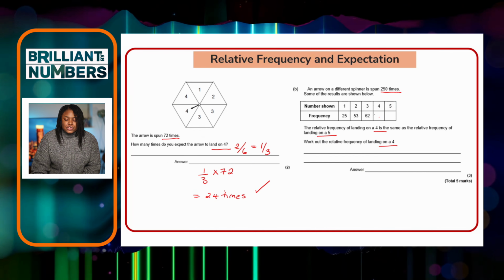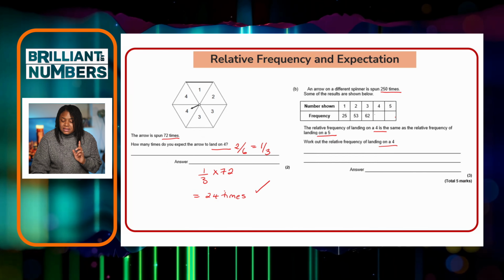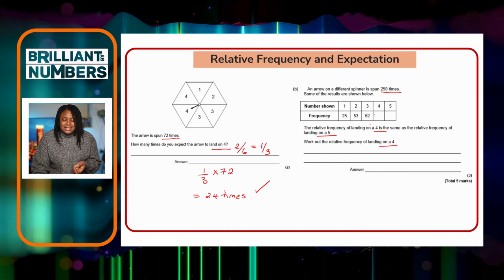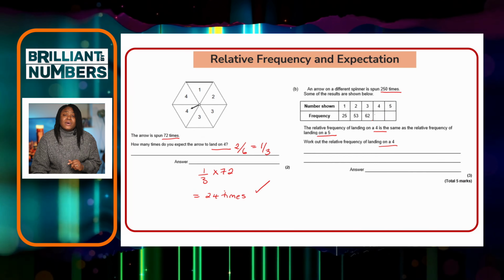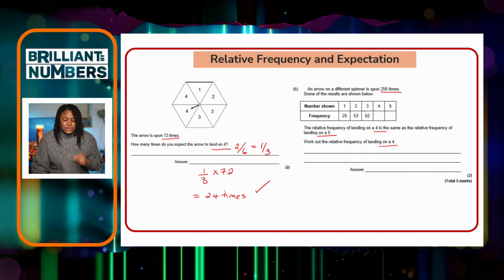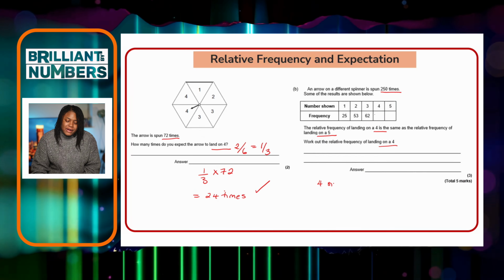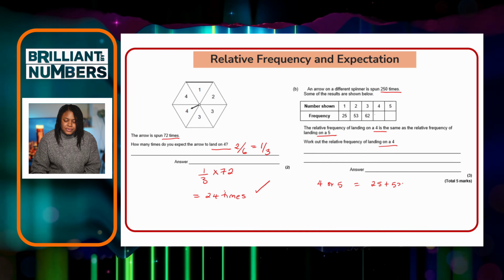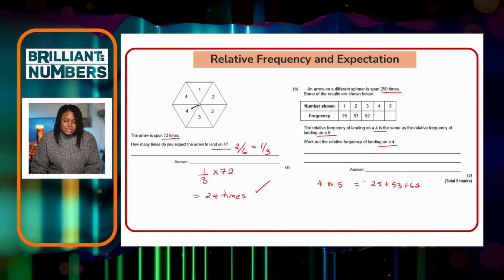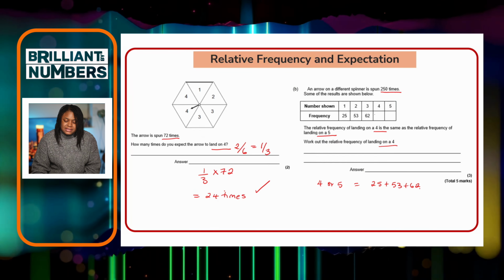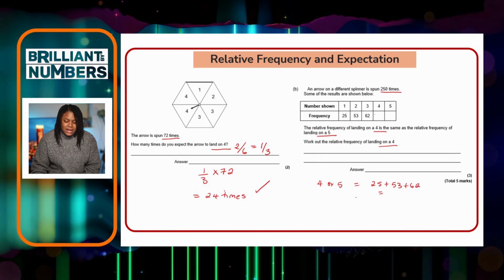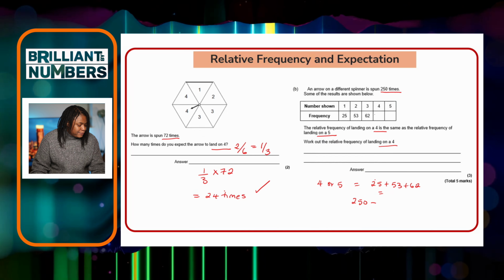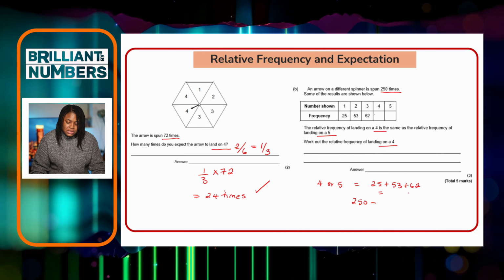But I know that the frequencies for 4 and 5 should be the same. So what I've got to do is add all the other frequencies together, then subtract that from the total, but I will then have to divide this in half to get 1. So to calculate a 4 or a 5, that's going to be equal to 25 plus 53 plus 62, subtracted all the way from, so we're going to add this together, get a value, and then we're going to subtract that from 250.